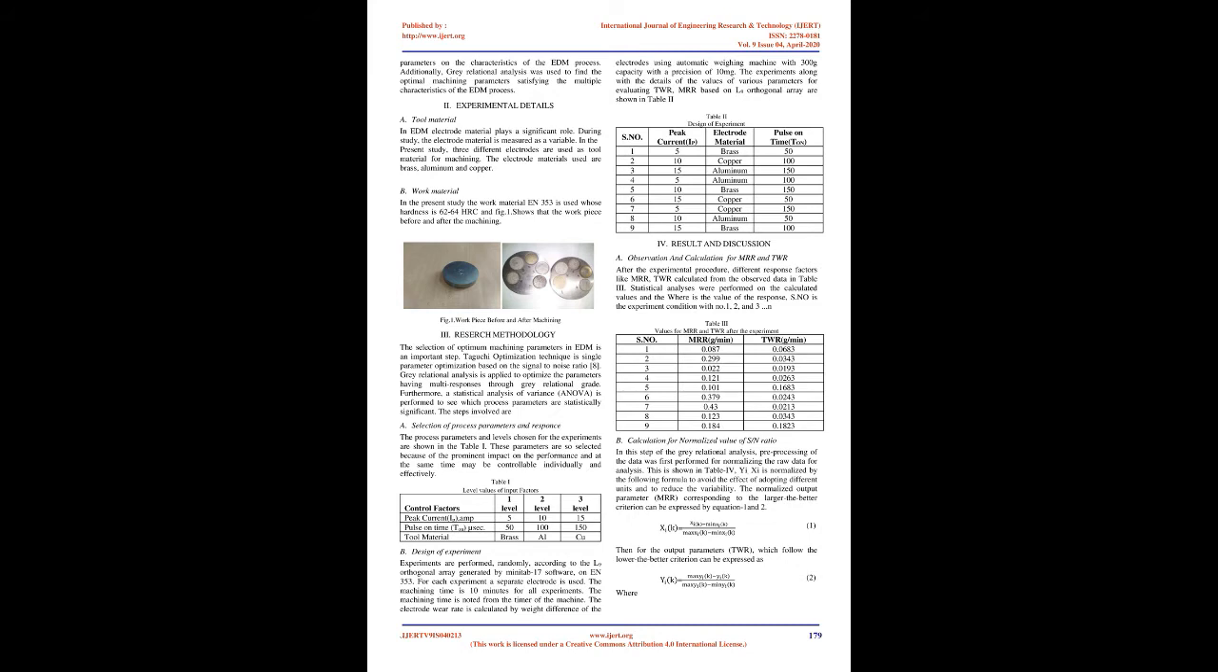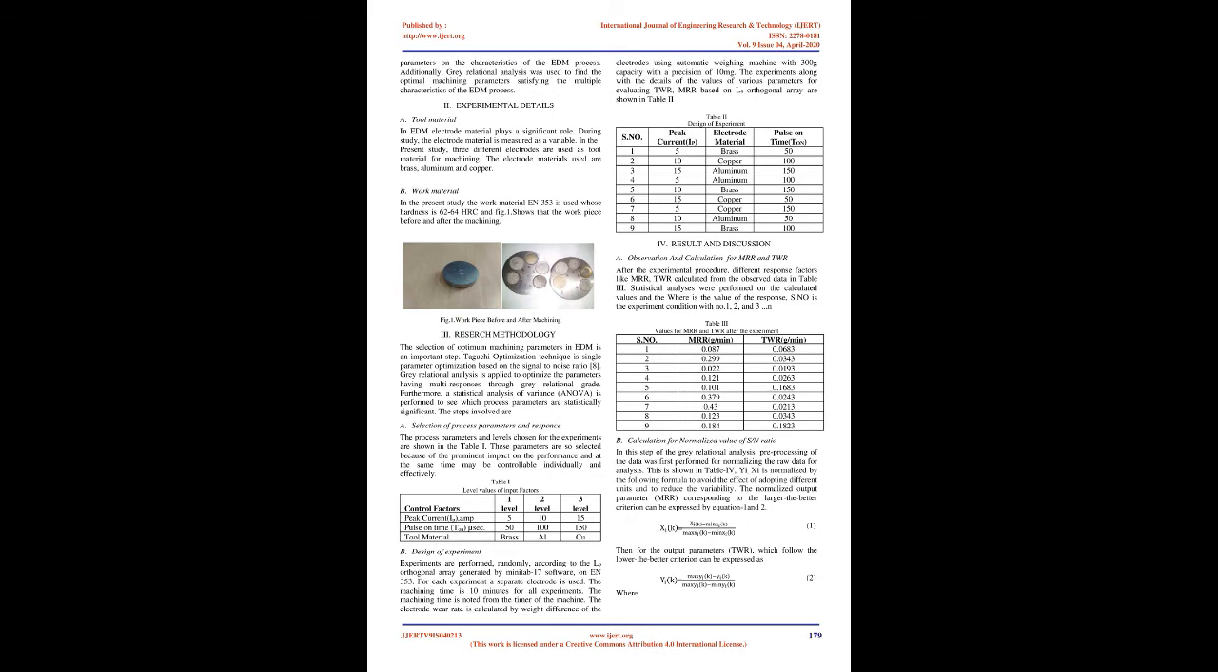2. Experimental details. A. Tool material. In EDM, electrode material plays a significant role. During the study, the electrode material is treated as a variable. In the present study, 3 different electrodes are used as tool material for machining: brass, aluminum, and copper. B. Work material. The work material N353 is used, whose hardness is 62 to 64 HRC, and Figure 1 shows the work piece before and after the machining.